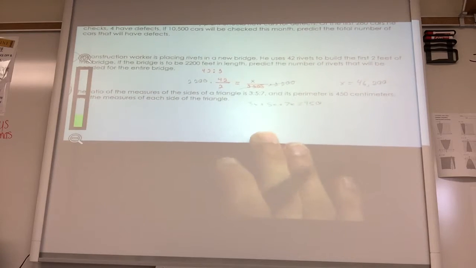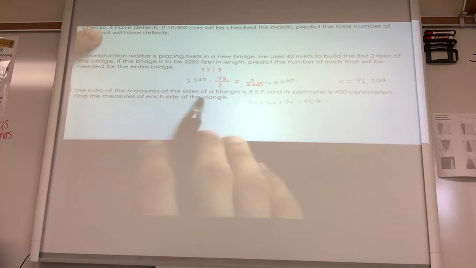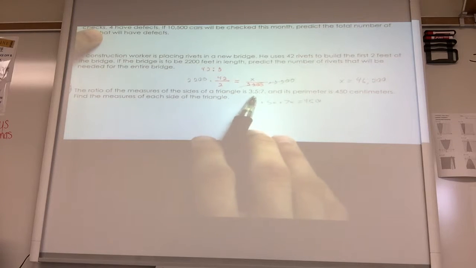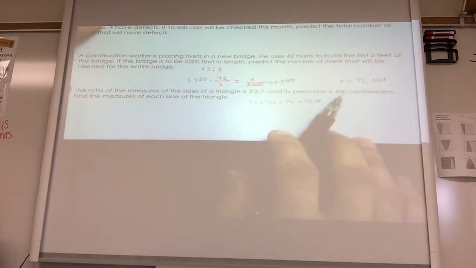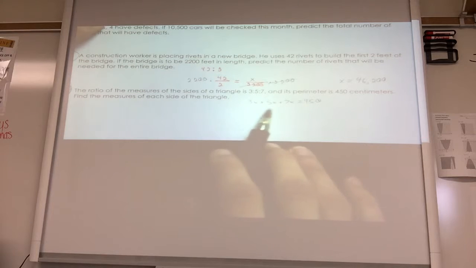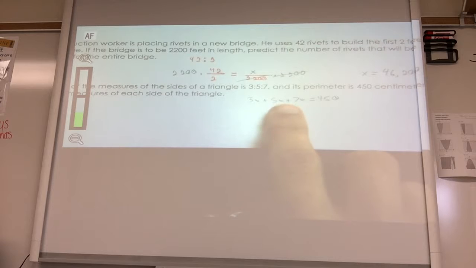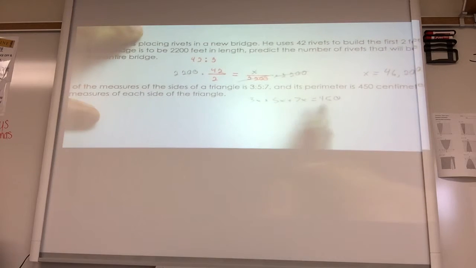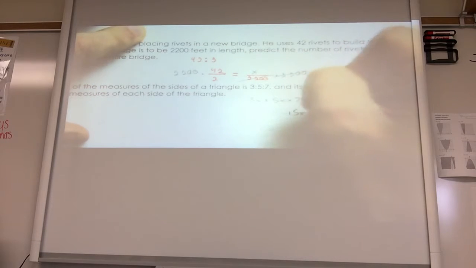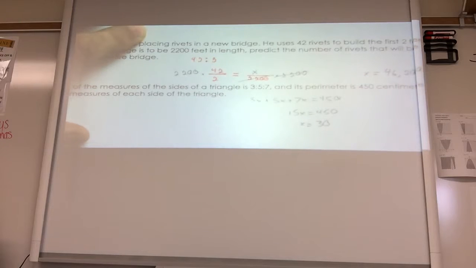Okay, next one. The ratio of measures of the sides of a triangle is 3 to 5 to 7, and its perimeter is 450 centimeters. Find the measure of each side of the triangle. This is the one I gave you an example for earlier, where you can just say you have 3 somethings plus 5 somethings plus 7 somethings equals the distance around this triangle, which is 450. And you solve for it from there. So 3x plus 7x, that's 10x plus 5x, so 15x equals 450. Divide by 15, x equals 30.